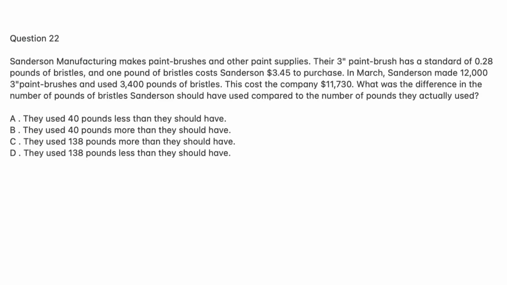Question 22. Sanderson Manufacturing makes paintbrushes and other paint supplies. Their 3-inch paintbrush has a standard of 0.28 pounds of bristles, and 1 pound of bristles costs Sanderson $3.45 to purchase. In March, Sanderson made 12,000 3-inch paintbrushes and used 3,400 pounds of bristles. This cost the company $11,730. What was the difference in the number of pounds of bristles Sanderson should have used compared to the number of pounds they actually used?